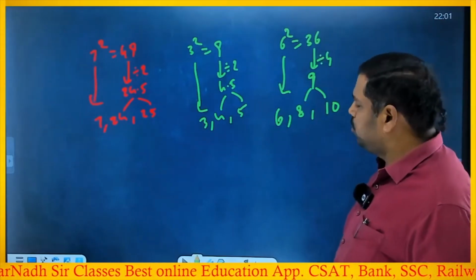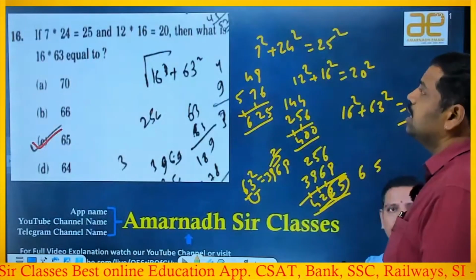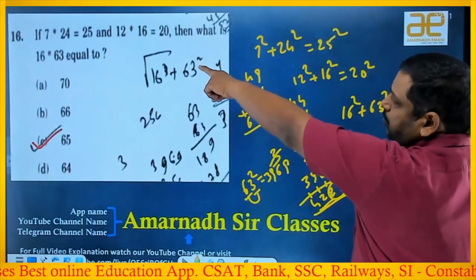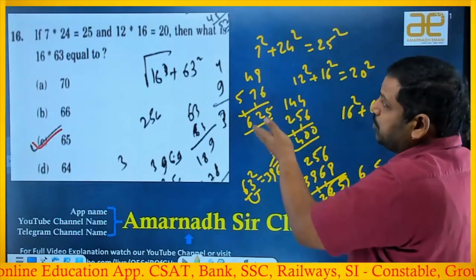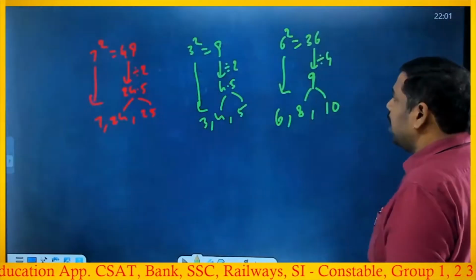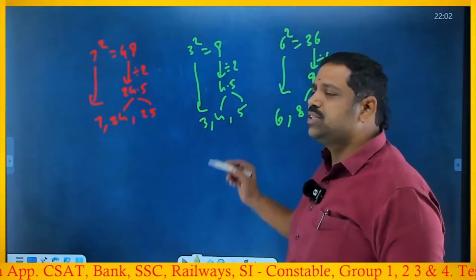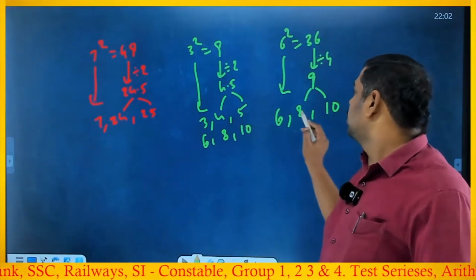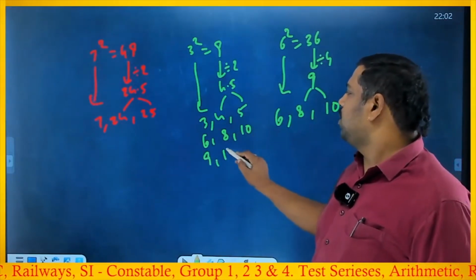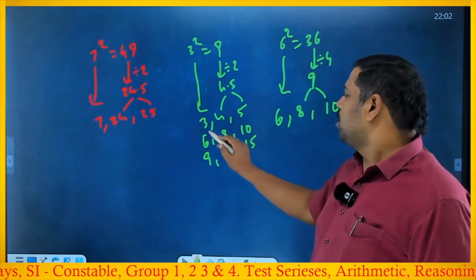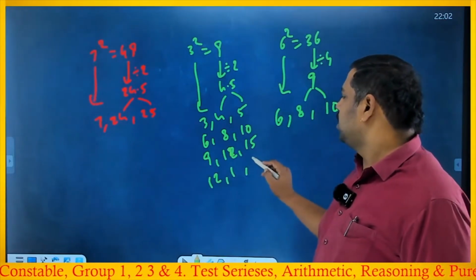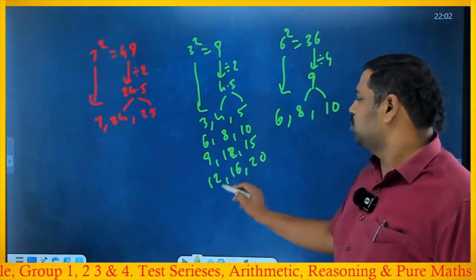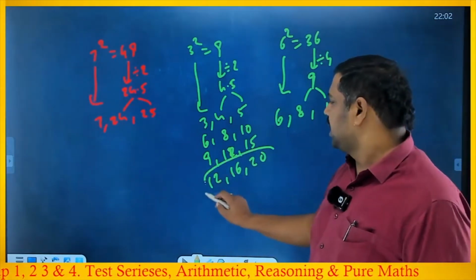And suppose if you observe the question now, he gave 7, 24, 25, which I just now explained. 12, 16 and 20, if you observe. If you know 3, 4, 5 is a right angle triangle, if you double all the numbers, 6, 8, 10 is also a Pythagorean triplet. Triple, 9, 12, 15 is also a Pythagorean triplet. 4 times means 12, 16 and 20 is also a Pythagorean triplet. Understood? So these are the ones he gave.